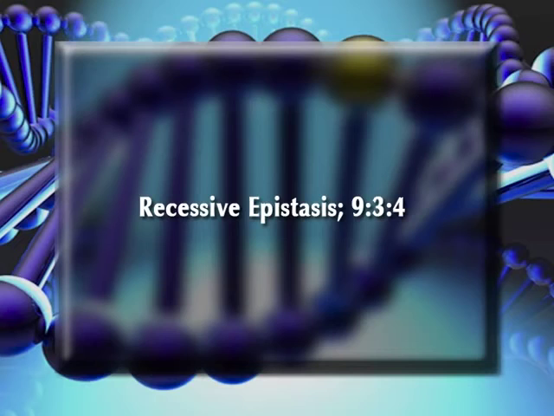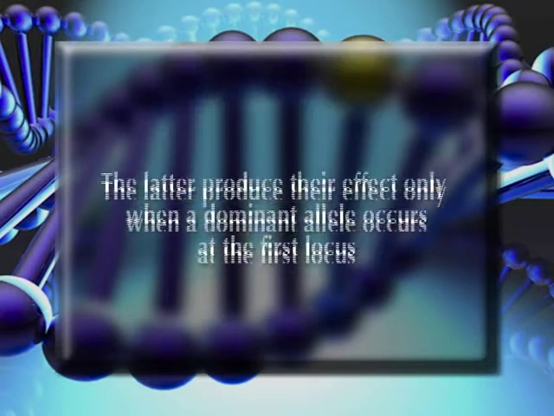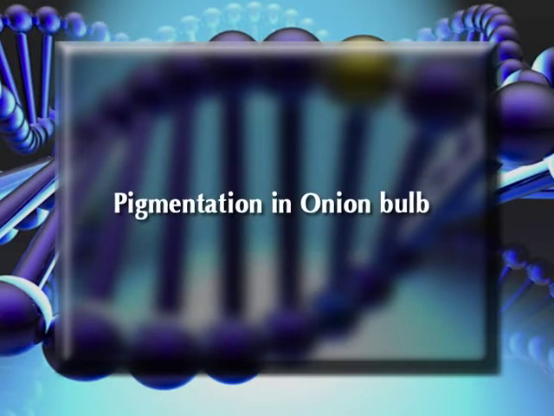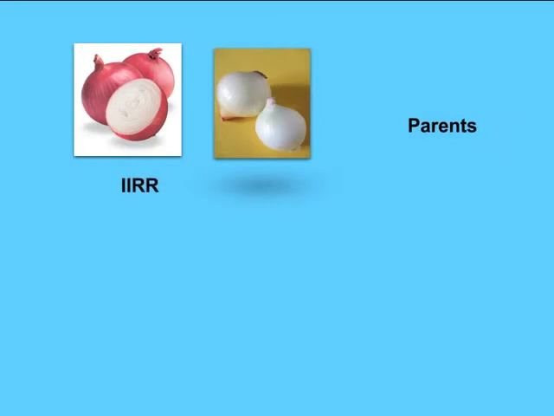Number 2 is recessive epistasis. In recessive epistasis, a recessive homozygous genotype at one locus suppresses the expression of non-alleles at another locus. The latter can produce their effect only when a dominant allele occurs at the first locus. Pigmentation in onion bulb. Onion bulb can have three types of pigmentation: red, yellow and white. When a homozygous red onion is crossed with a homozygous white onion, it produces red-colored onions in the F1 generation.